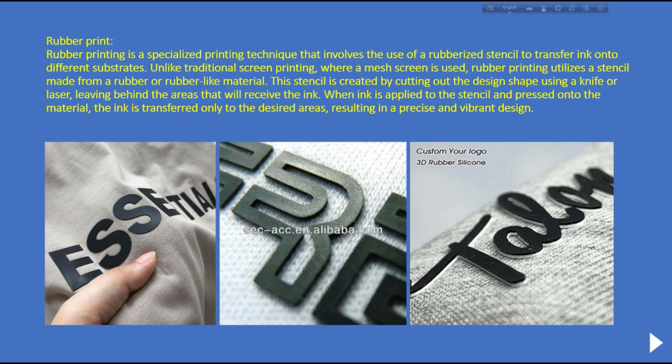Rubber printing. Here, we use rubber as a main ingredient of printing paste. Then here also involve stencil and substrates. Substrates means where we need to apply this print, that is fabric or t-shirt or like this way. And here also involves mesh screen.